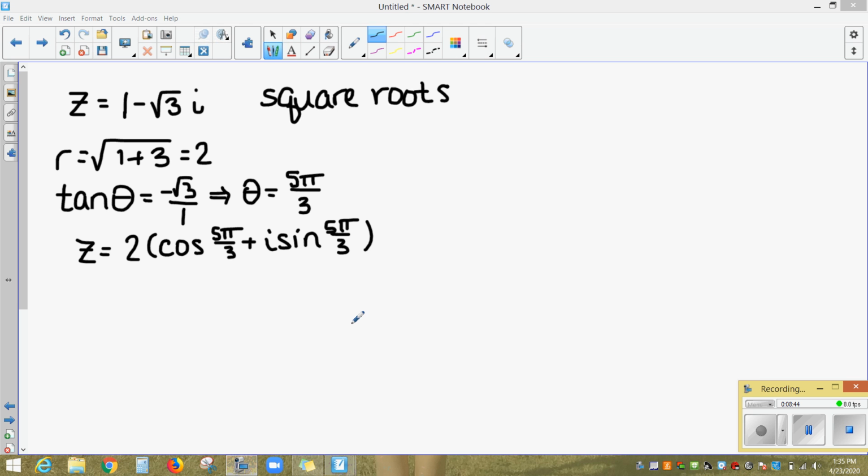Just a quick checkpoint, you should find out that r is 2. Your theta is 5 pi over 3 because if I go right 1 and down square root of 3, I'm in the 4th quadrant, so with a pi over 3 reference angle. Okay, now you're ready to find your roots.